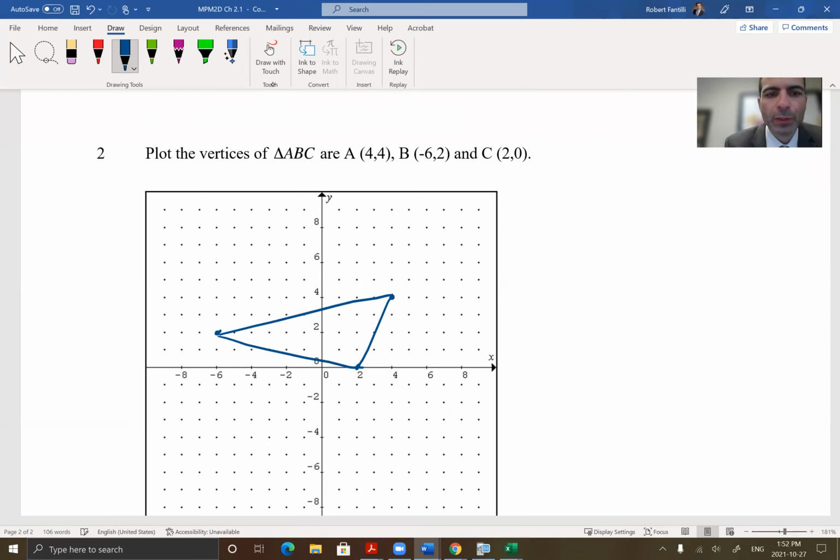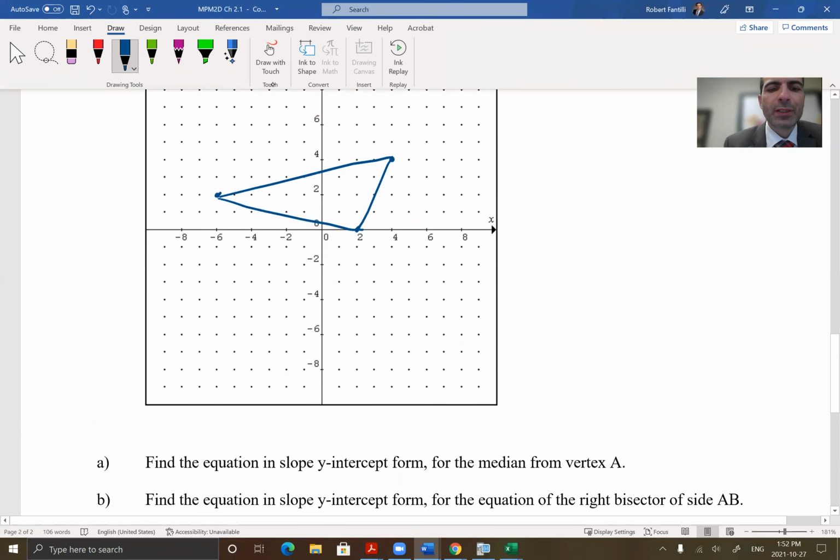All right, that's good enough for now. All right, and it says plot the vertices, done. Part A asks us to find the equation in slope y-intercept form, so y equals mx plus b, because you can identify the slope and the y-intercept in that form, for the median from vertex A. We've got to break down that language of median.